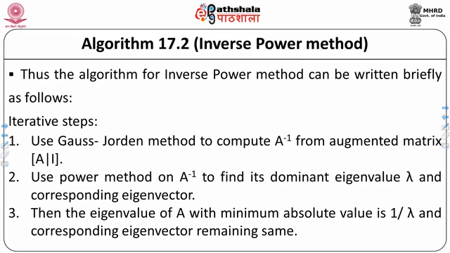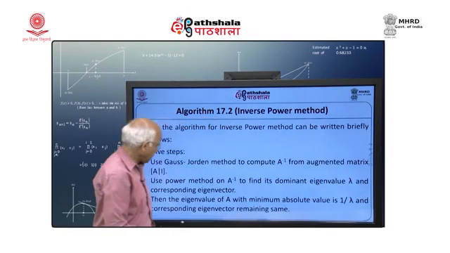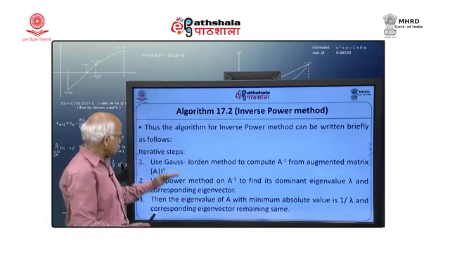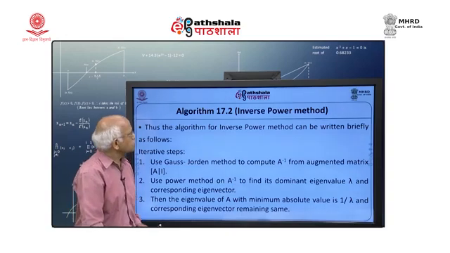The algorithm will be like this. The input and output will be just as already mentioned earlier. The iterative steps are: first, use the Gauss-Jordan method to compute A inverse from the augmented matrix A I, where I is the identity matrix of order n. Then use the power method on A inverse to find its dominant eigenvalue lambda and the corresponding eigenvector. The eigenvalue of A with minimum absolute value is 1 upon lambda, and the corresponding eigenvector remains the same. So that is my straightforward algorithm.